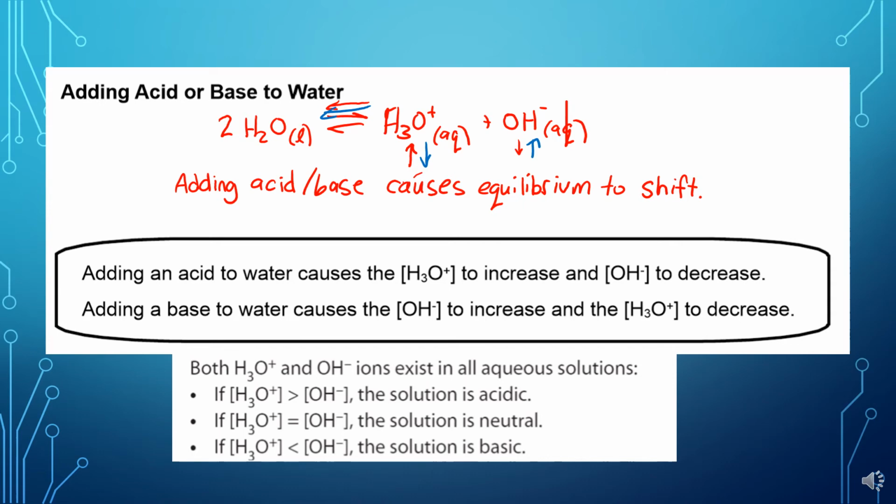And both hydronium and hydroxide ions are going to exist in all aqueous solutions. What we care about is if we've got more hydroxide ions, that means the solution is acidic. If they're equal, we've got a neutral solution. And if my hydronium are less than the hydroxide, that solution is going to be basic.